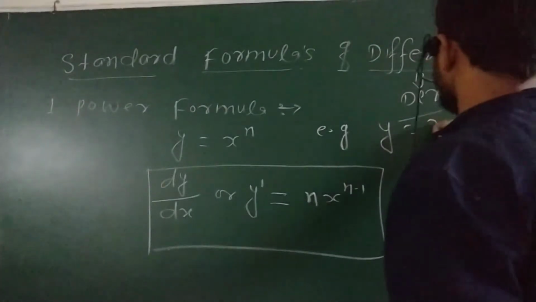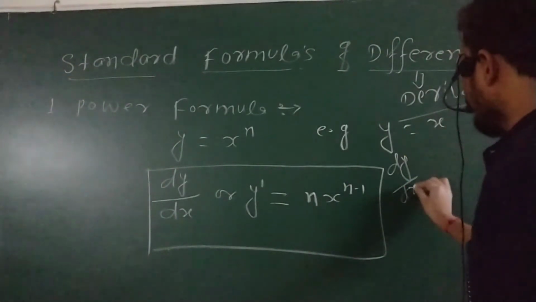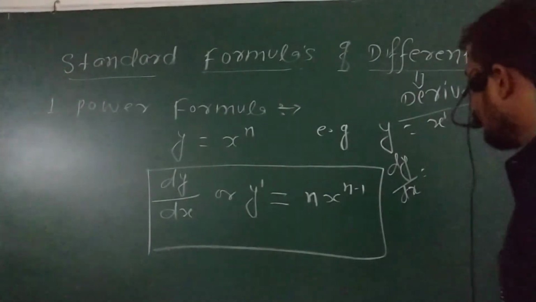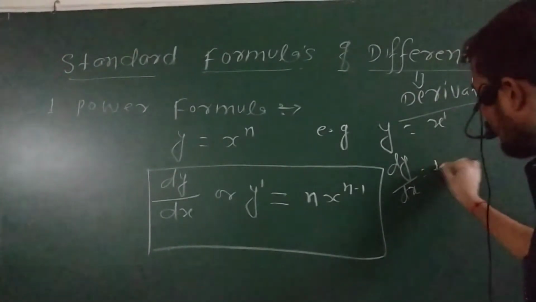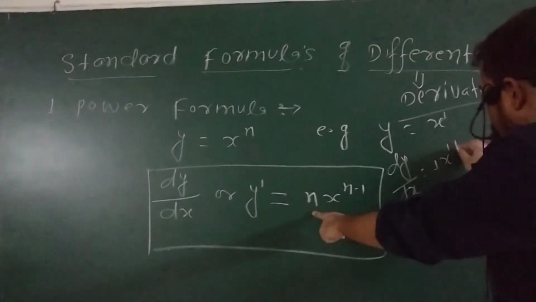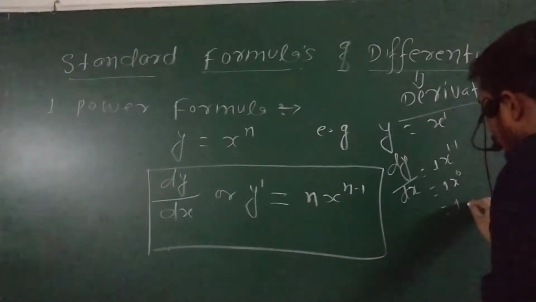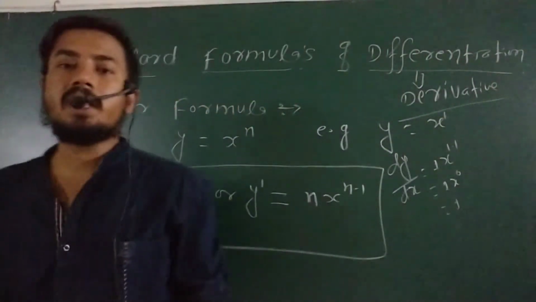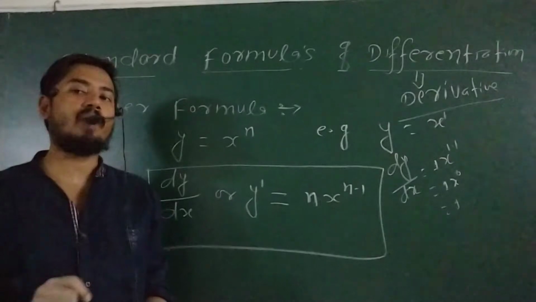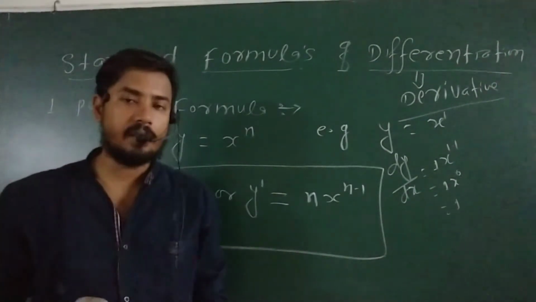If y is equal to x, then what is its differentiation, dy by dx? See, its power is 1. So n is equal to 1. 1 into x power 1 minus 1, so 1 into x power 0. So this result will be 1. It means differentiation of x is 1. Simply you can say differentiation of t is what?